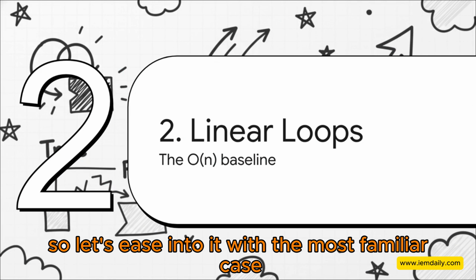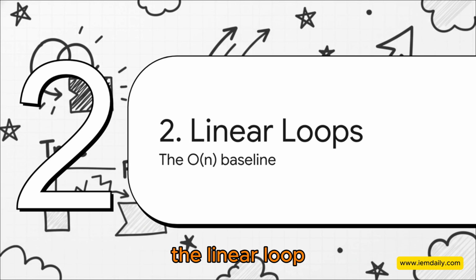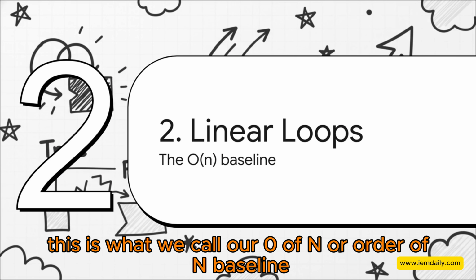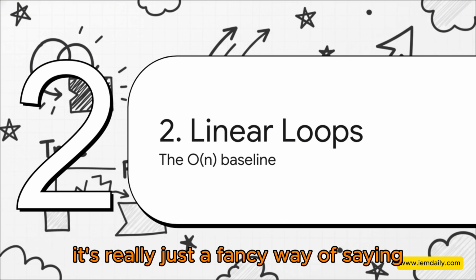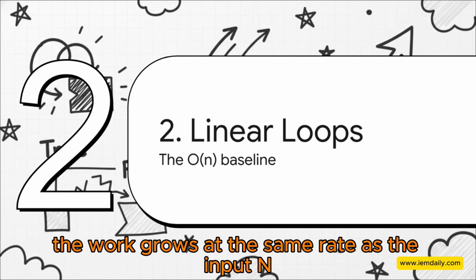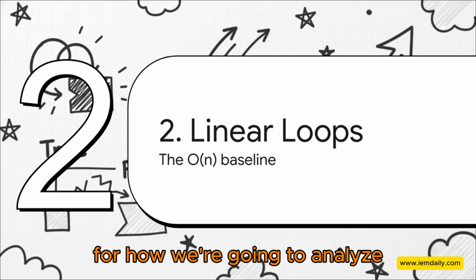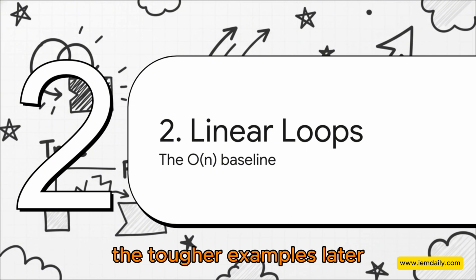So let's ease into it with the most familiar case, the linear loop. This is what we call our O of n, or order of n, baseline. It's really just a fancy way of saying the work grows at the same rate as the input n. Think of this as our blueprint for how we're going to analyze the tougher examples later.